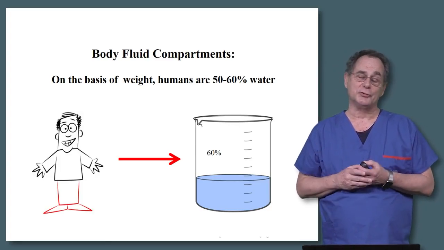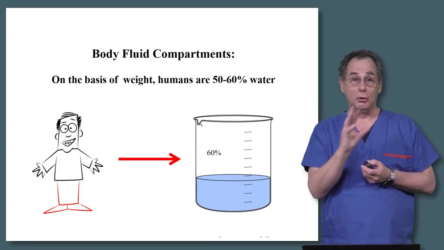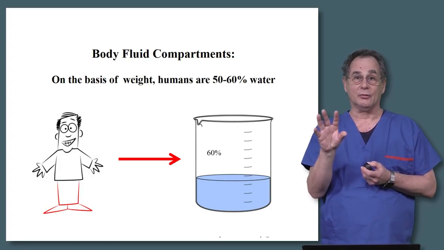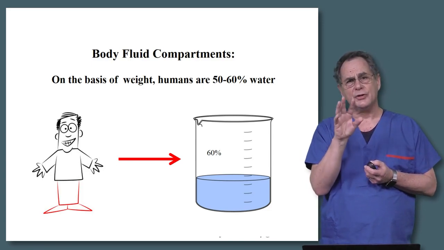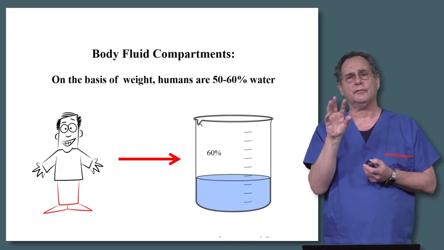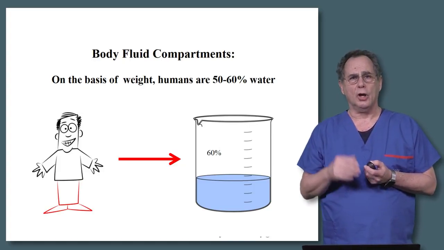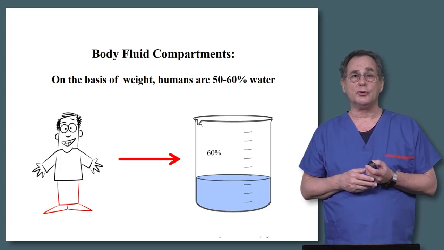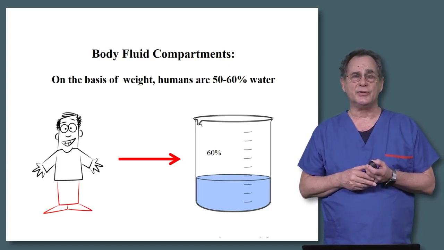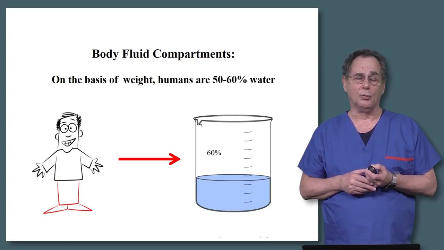Now, I've been criticized in the past by students because I often say to them that I actually look at a person and I see a beaker. And what I mean by that is that each and every one of us as individuals has body fluid compartments that make up our total weight. And on the basis of weight, humans are actually 50 to 60% water, which is indicated here in this beaker on the right-hand side.